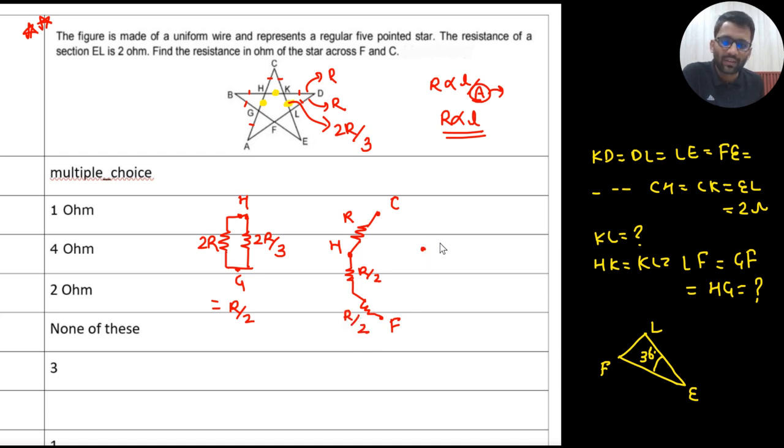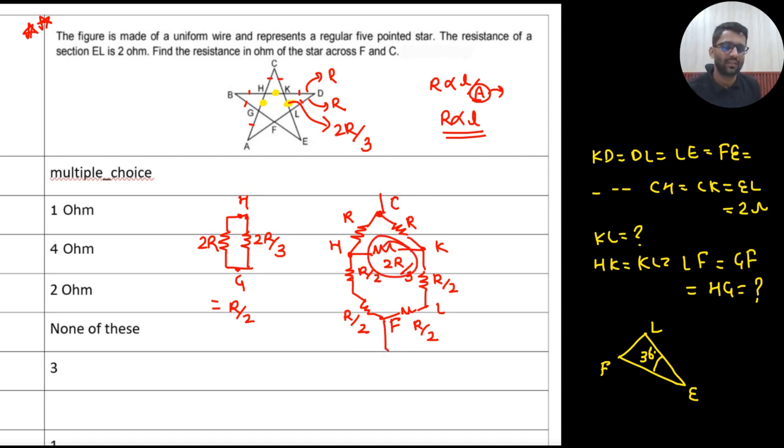Now what about K? So between C and K there is R resistance. Between K and L there is R by 2. And here also it is. Between F and L there will be R by 2. And between H and K, there is resistance 2R by 3. What do you need to find? You need to find the resistance between C and F. What about this resistance 2R by 3?